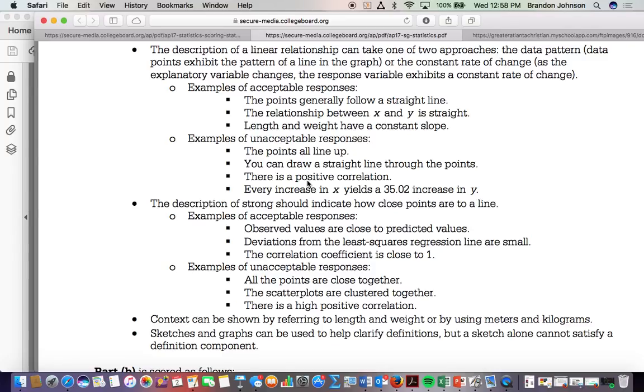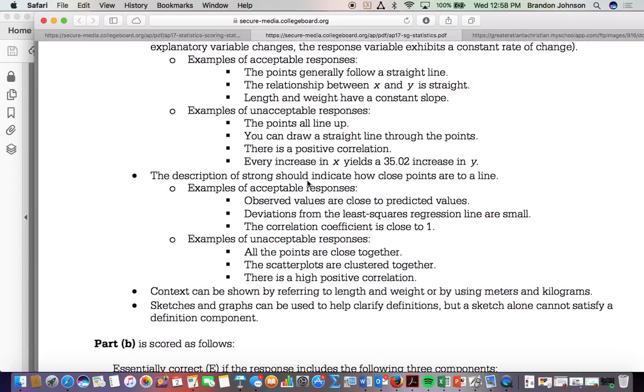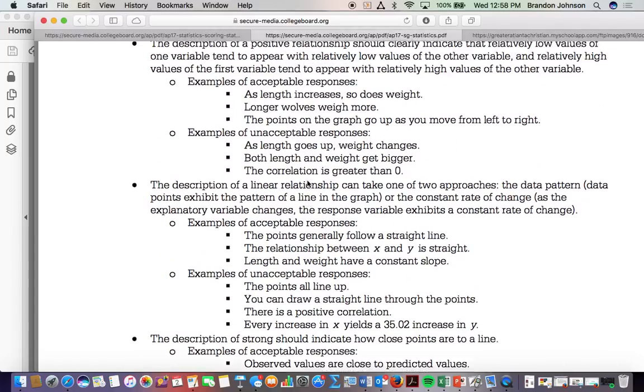Linear. How do you interpret linear here? It says explain what it means. Trying to see here for the linear part.